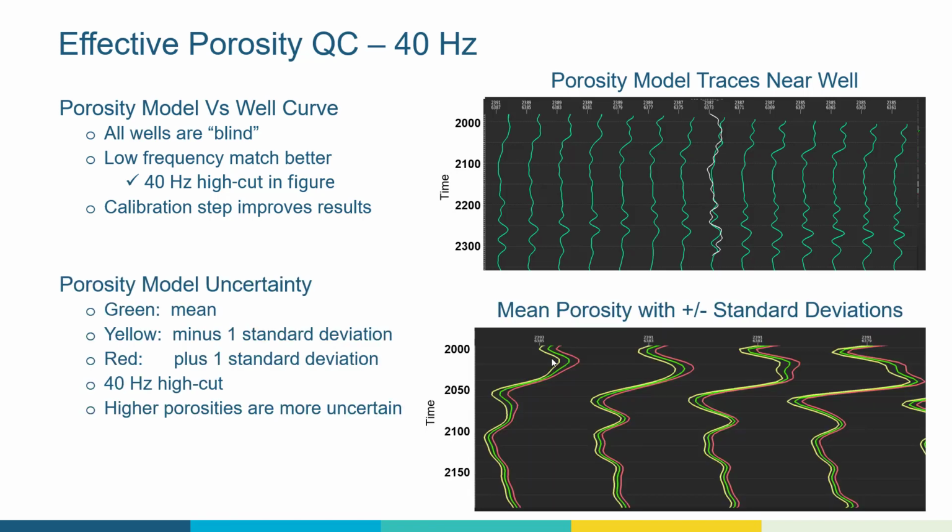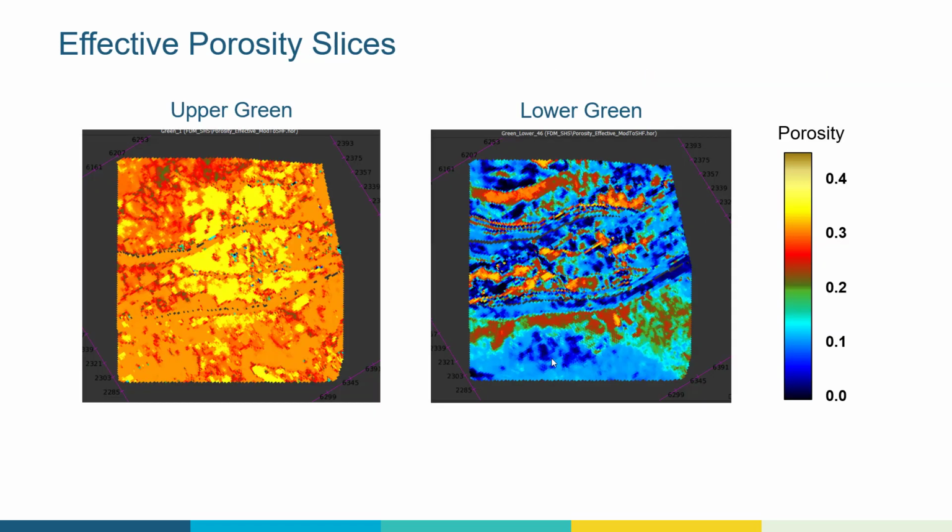We can look at the effect of the standard deviation uncertainty estimates. And here we're just doing a close-up look, and the green is the mean model, and then the yellow is -1 standard deviation, the red is plus a standard deviation. And so these are, given that the assumptions we make are true, these are the uncertainties that result from the procedure. And we, of course, made a whole effective porosity volume, so we just got curious and wanted to look at some slices in the upper part of the reservoir and in the middle part of the reservoir.